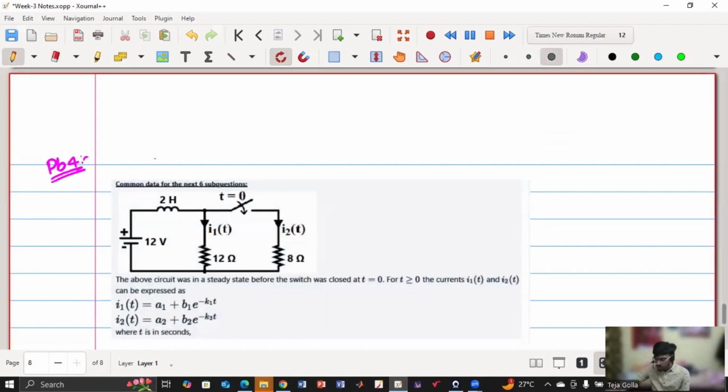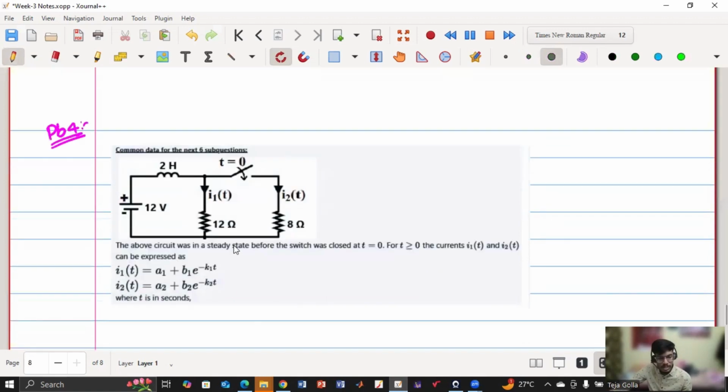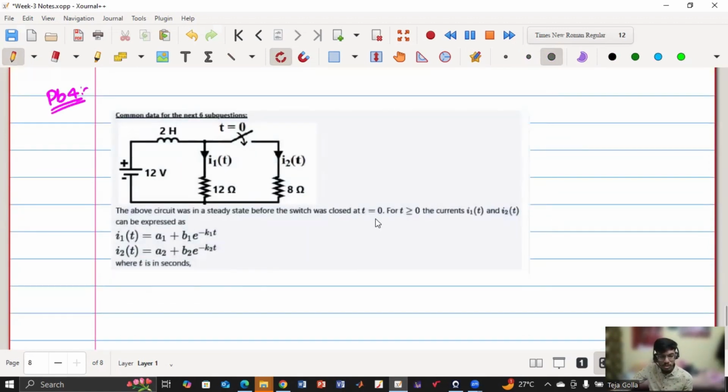Okay. So the circuit was in the steady state before the switch was closed. So what is I1 of 0 minus? Let me draw the circuit. So the inductor will be shorted, or what, at t equal to 0 minus, before?